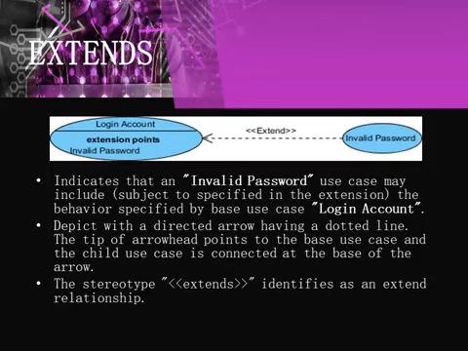Extend. It indicates that an invalid password use case may include the behavior specified by the base use case, login account. It is depicted with a directed arrow having a dotted line. The tip of the arrowhead points to the base use case, and the child use case is connected at the base of the arrow. The stereotype extend identifies an extend relationship.